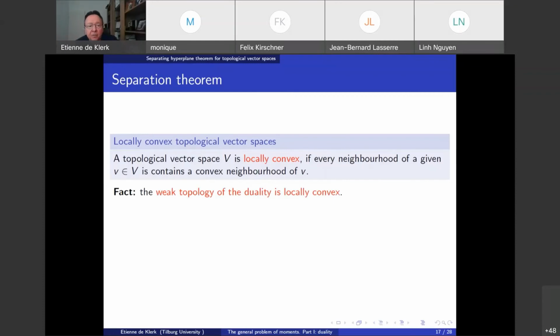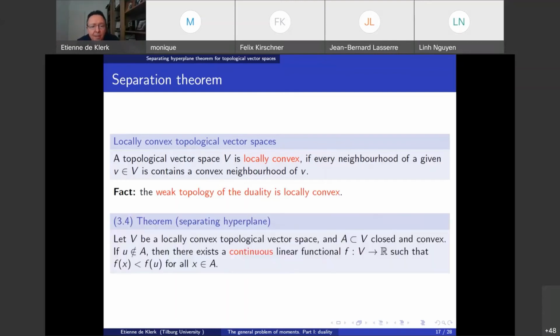This is fine as long as we stick to the weak topology of duality. We have a locally convex topological vector space, so this is completely fine. The separation theorem that we have is stated for these locally convex topological vector spaces, and it says the following. If we have a locally convex topological vector space, and we have some set that belongs to it.